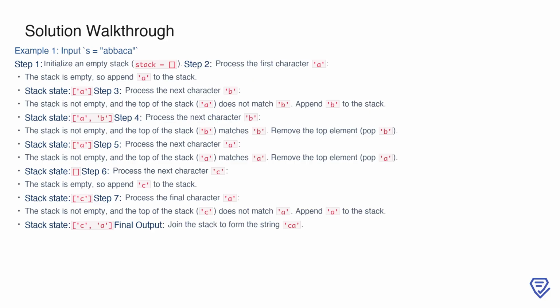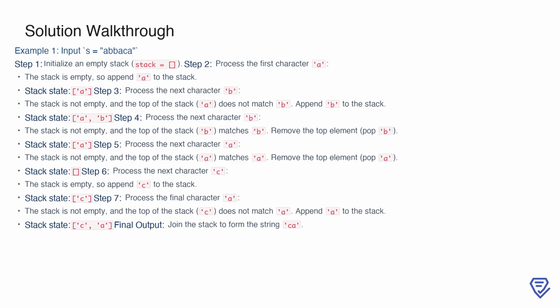Next, we process the second character, b. The stack is not empty, and the top of the stack, which is a, does not match b. So, we append b to the stack, making it a b. Now, for the third character, b, we check the stack again. This time, the top of the stack, b, matches the current character b.